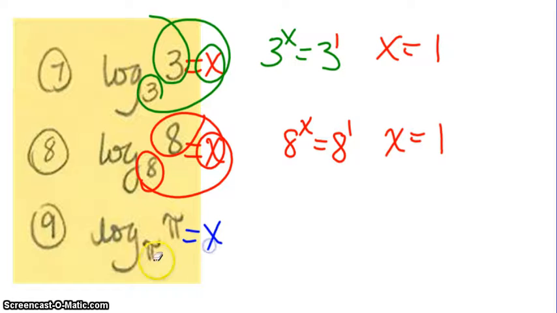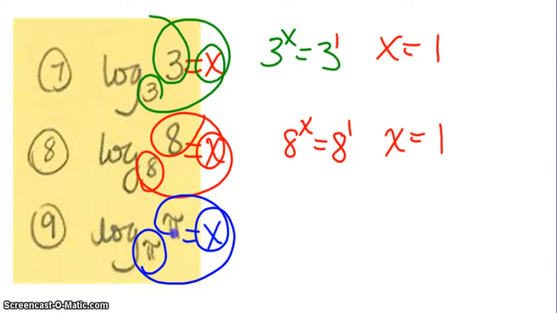Same thing here. If I set that equal to x, now I know this looks weird because I have pi and I have a variable x, but that's okay. Just go with me here for a minute. Pi to the x equals pi.